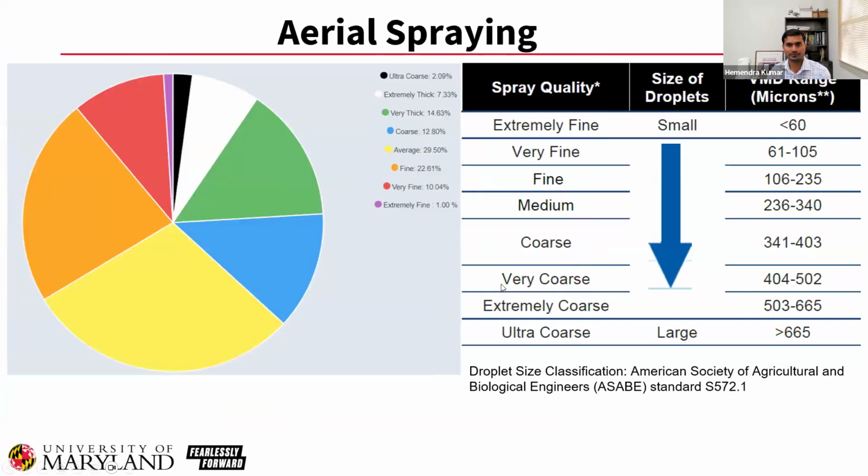So let me show you here. What do we call the extremely fine size droplets? It goes from less than 60 micron.